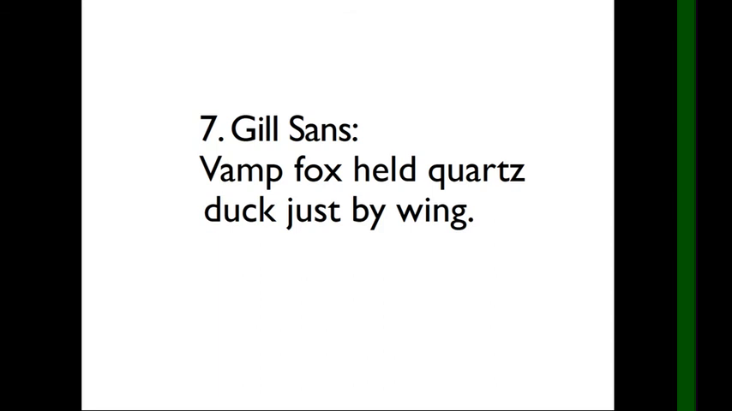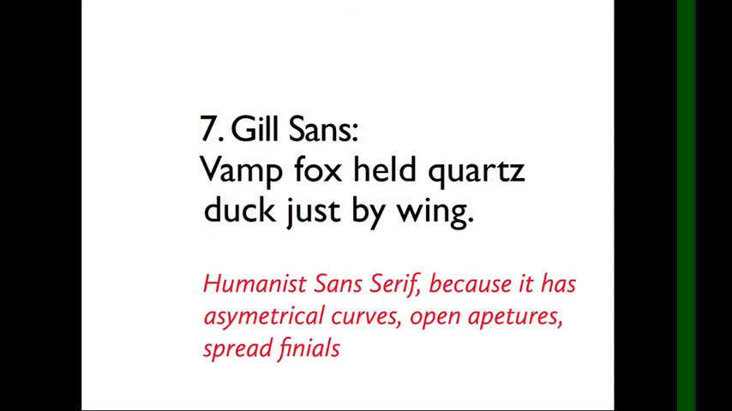Number 7, Gill Sans. This is a humanist sans serif. It has asymmetrical curves, open apertures, spread finials. It looks like human handwriting.